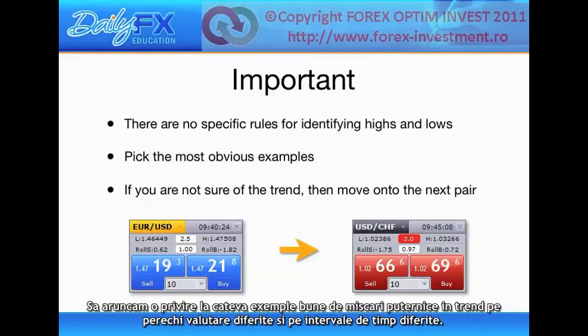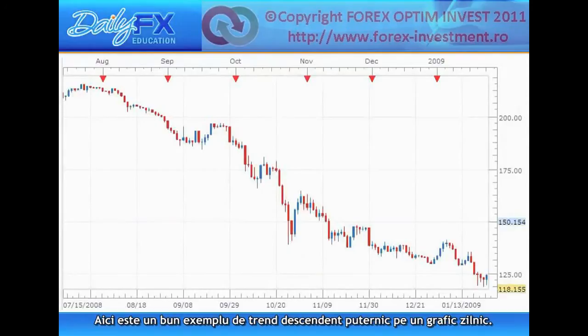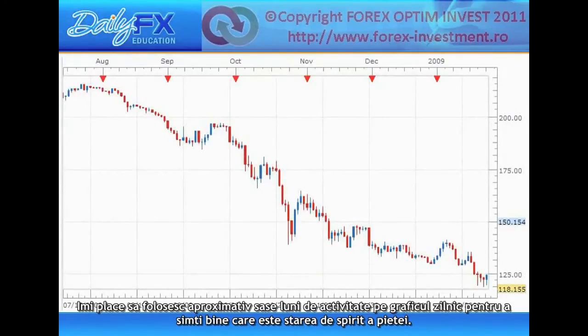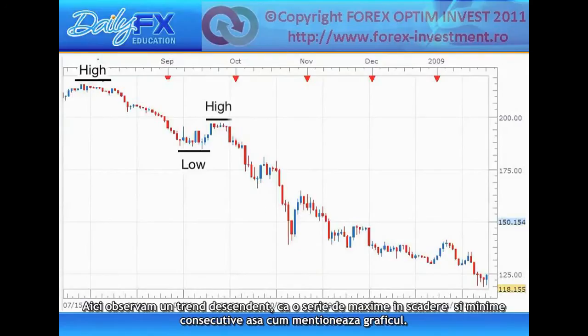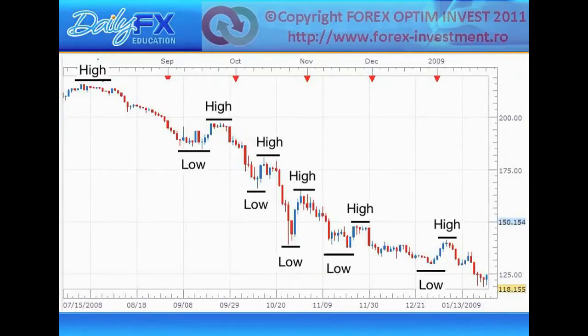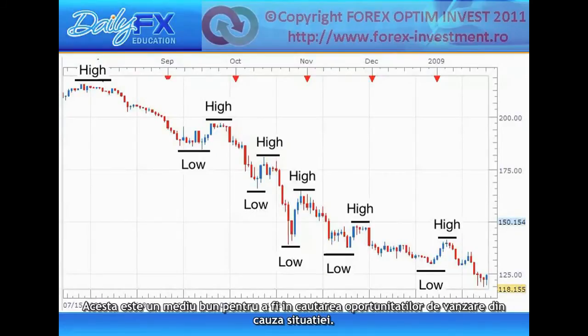Now, let's take a look at some good examples of strong trending moves in different currency pairs and different time frames. Here's a good example of a strong trending move down on a daily chart. Now, I like to use about 6 months of activity on the daily chart to get a good feel for the mood of the market. Here I see a downtrend as a series of lower highs and lower lows as noted on the chart. This is a good environment to be looking for selling opportunities because of this situation.